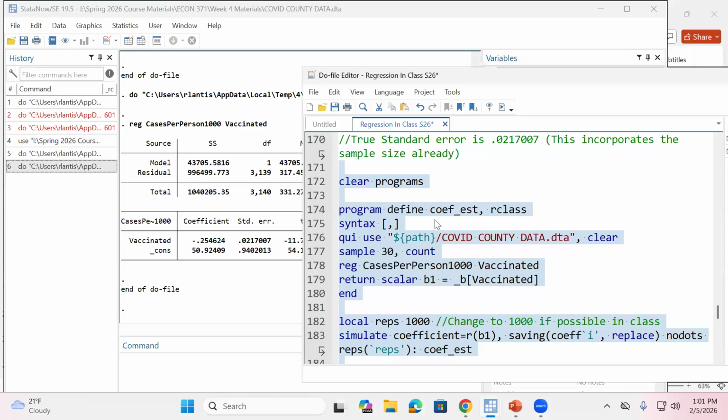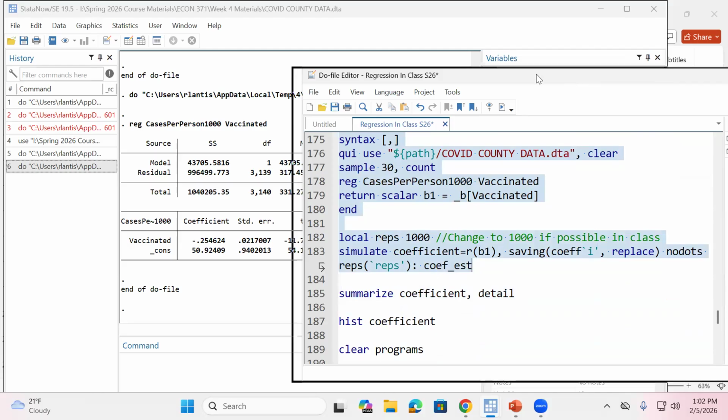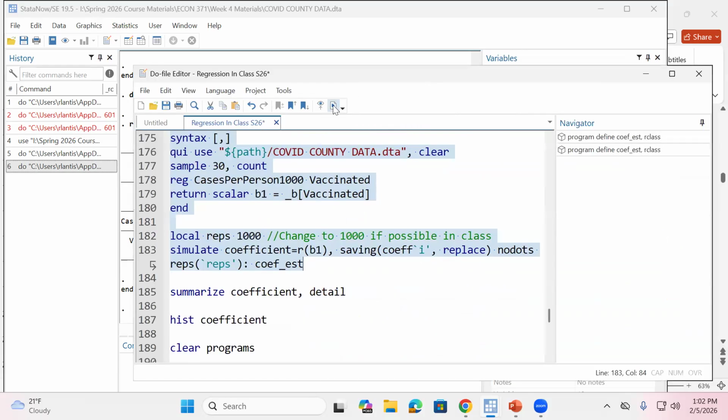Okay. So I'm going to randomly sample 1,000 different times, samples of size 30. I'm going to run this regression and save that sample coefficient. So I'll have 1,000 different sample coefficients. Okay. So that's what I'm doing with this program. I would never expect you to know how to code this up, right? But I'm going to go ahead and do that.